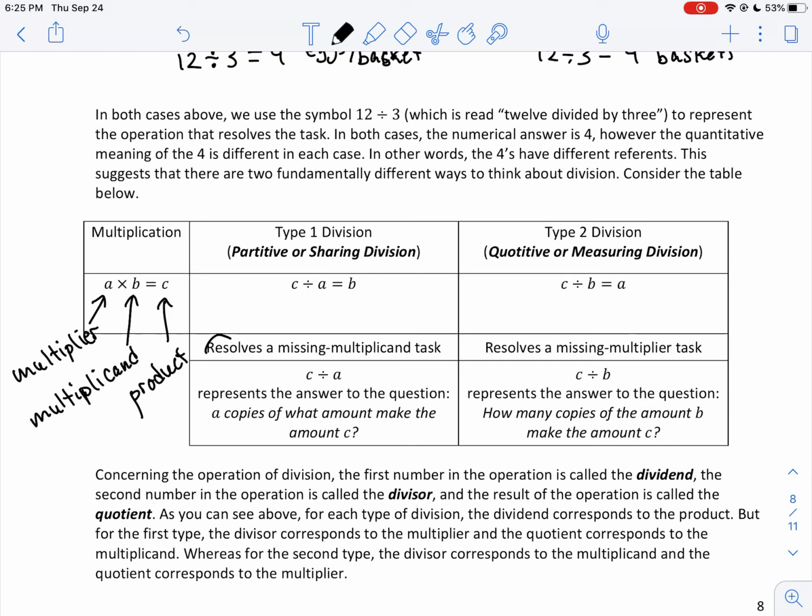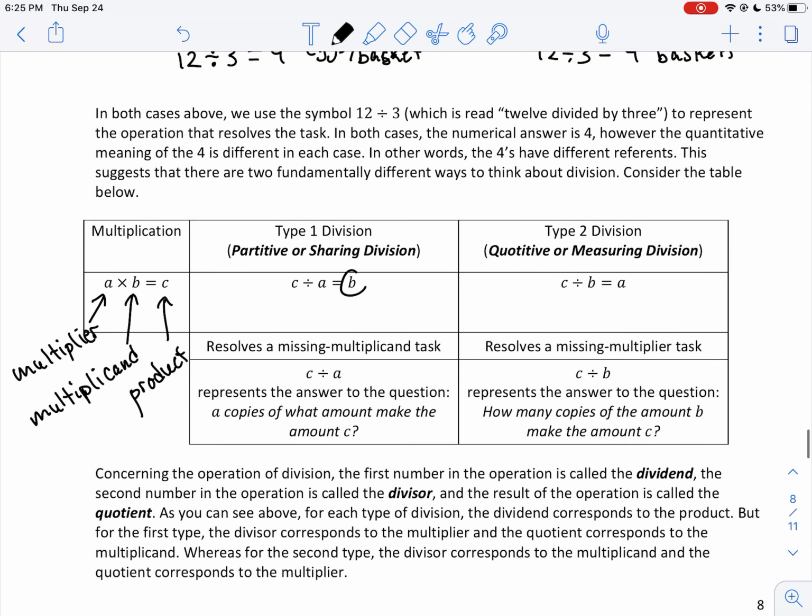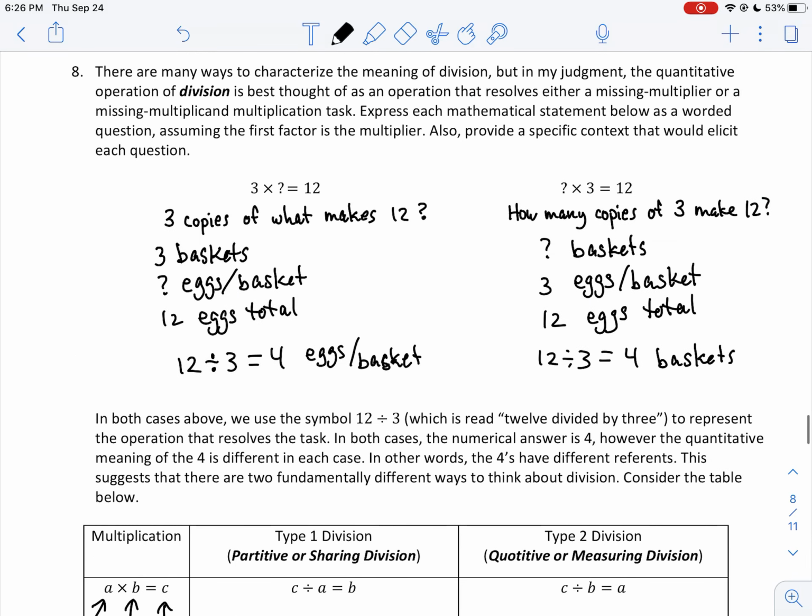So this is the operation you would do if you're trying to resolve a missing multiplicand task. In other words, we're trying to find B because we don't know B, and B is the question mark. We're missing the multiplicand. If we don't know B, we're trying to find it, so we would do C divided by A. And so when you type C divided by A, it answers this question: A copies of what amount make the amount C? Kind of exactly what we saw up here.